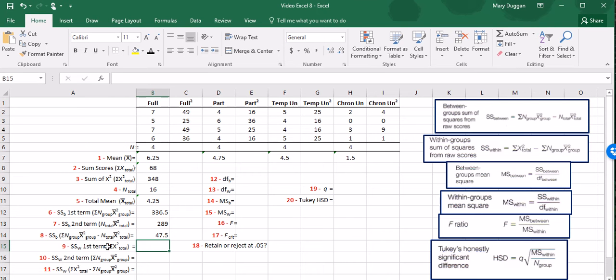And the next thing we need to find out in your step-by-step formula is the within group sum of squares from raw score. So now we're looking at within group variation. And for the within sum of squares, we've already calculated the first part of the formula, which is the sum of the squared scores. The sum x squared, we have that right up here, 348. So I'm going to put an equal sign, and I'll just steal that number. And that's the beginning of it.